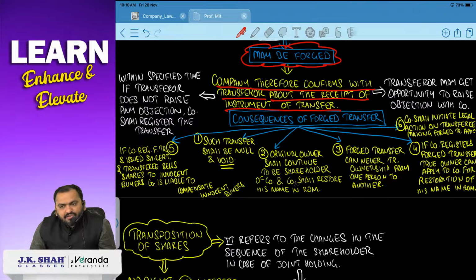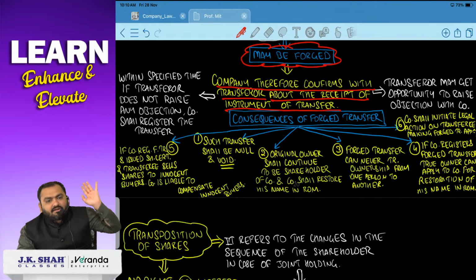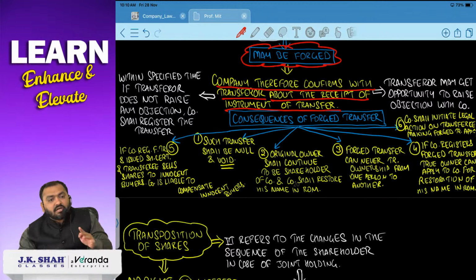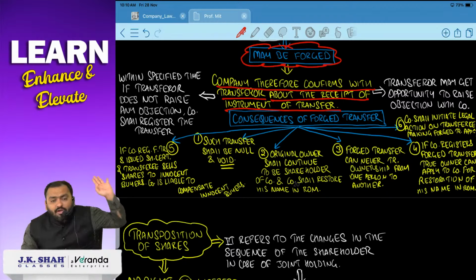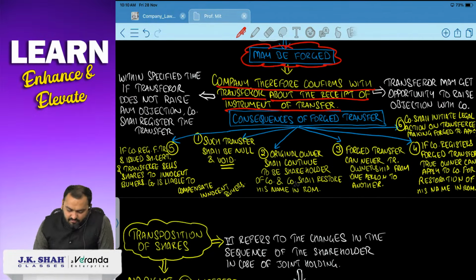Now for example, shares belong to me and you are making an application to the company that kindly transfer the shares in my name. You are making that type of request to the company. Whatever request you have made, whatever instrument of transfer you have submitted, that is completely forged. So if the transferee makes an application to the company, what will the company do first? The company will first ask the transferor that we have received this request, are you okay with it? Understood? Please concentrate.